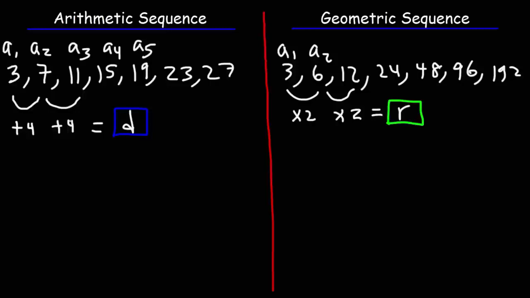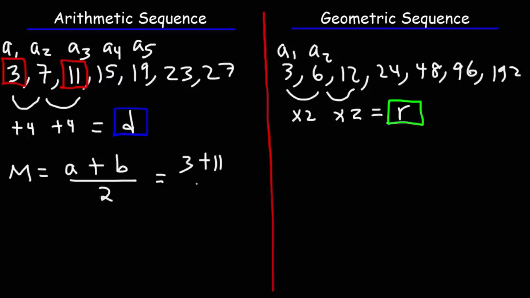Now, the next thing that we need to talk about is the mean: how to calculate the arithmetic mean and the geometric mean. The arithmetic mean is basically the average of two numbers. It's a plus b divided by 2. So when taking an arithmetic mean of two numbers within an arithmetic sequence, let's say we were to take the mean of 3 and 11, we would get the middle number in that sequence. In this case, we would get 7. So if you were to add 3 plus 11 and divide by 2, 3 plus 11 is 14. 14 divided by 2 gives you 7.